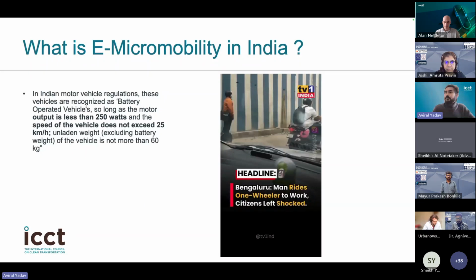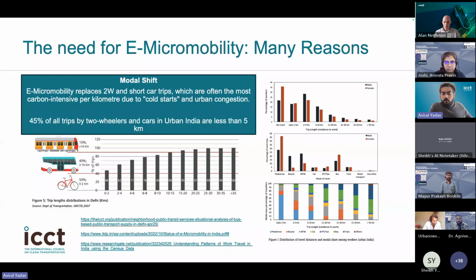So there are a lot of reasons why India needs electric micro mobility. I'll start with one of the major ones, which is that electric micro mobility will result in a modal shift. Currently, as Mr. Yamin also mentioned, and all the research previously done says, about 45% of the trips by two-wheelers and cars in India are less than 5 kilometers.